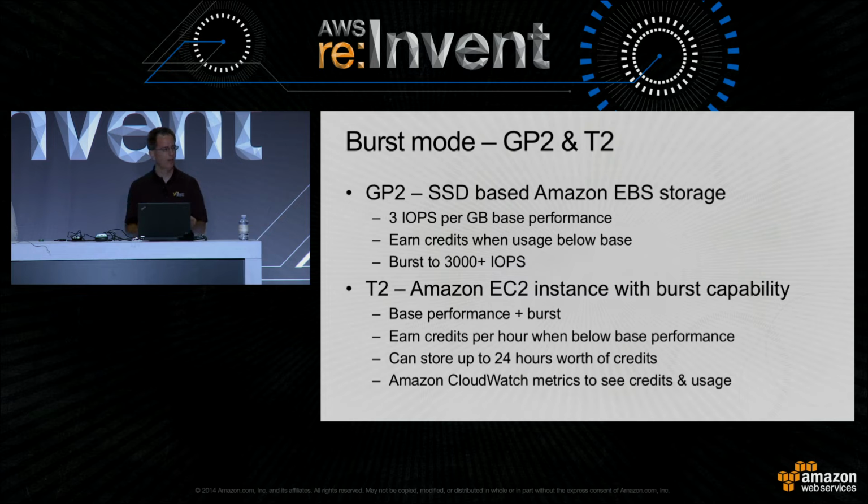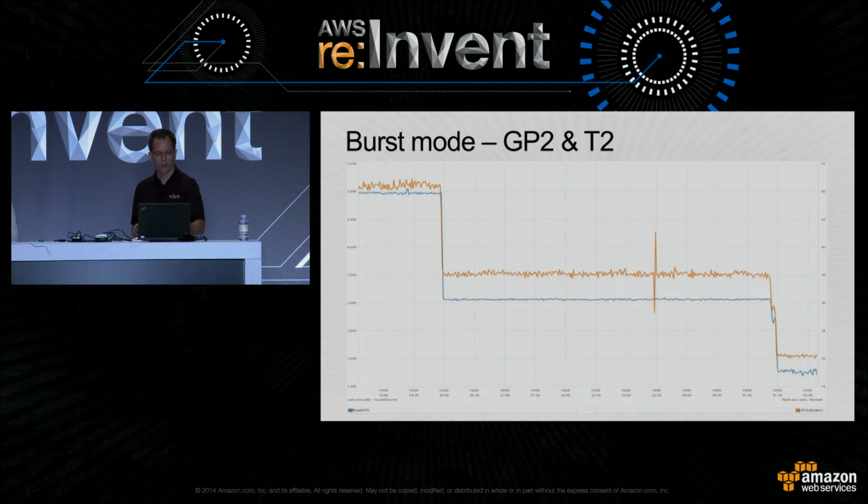And these do the same thing where you have base CPU credits. If you use them all up, it's great. But if you don't, you get to spend them later, and you get to burst. And the thing I really like about the T2 is there's actually a CloudWatch metric that shows you that, which I'll show you an example.